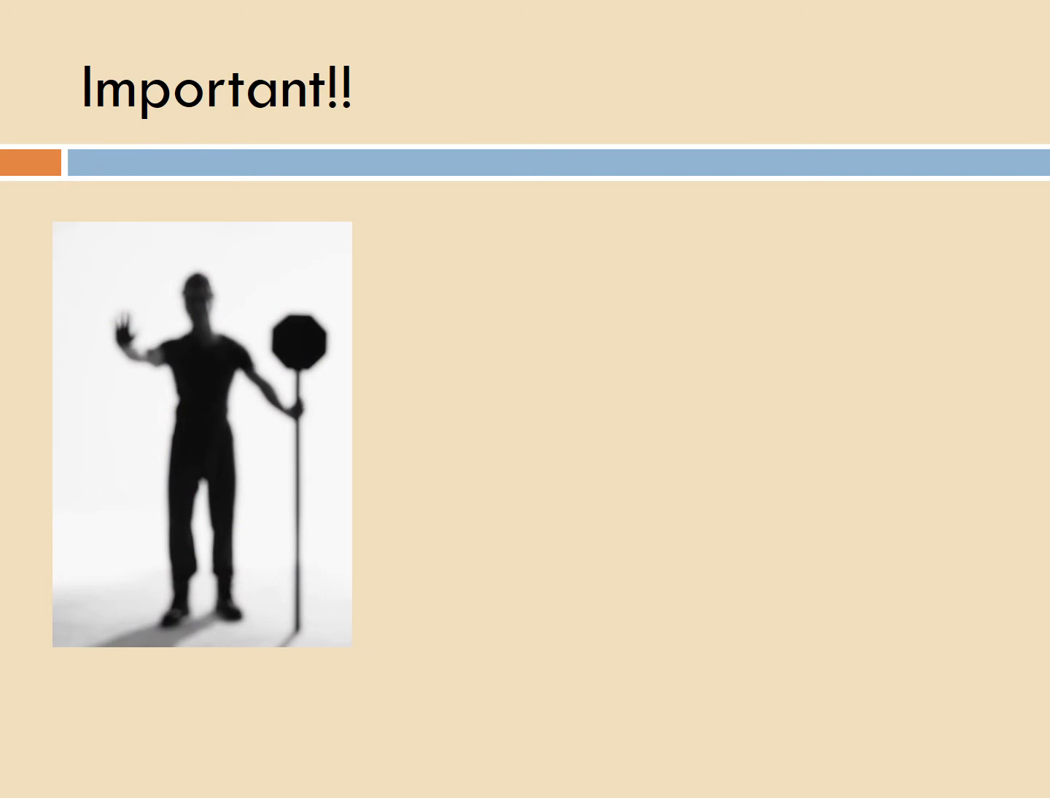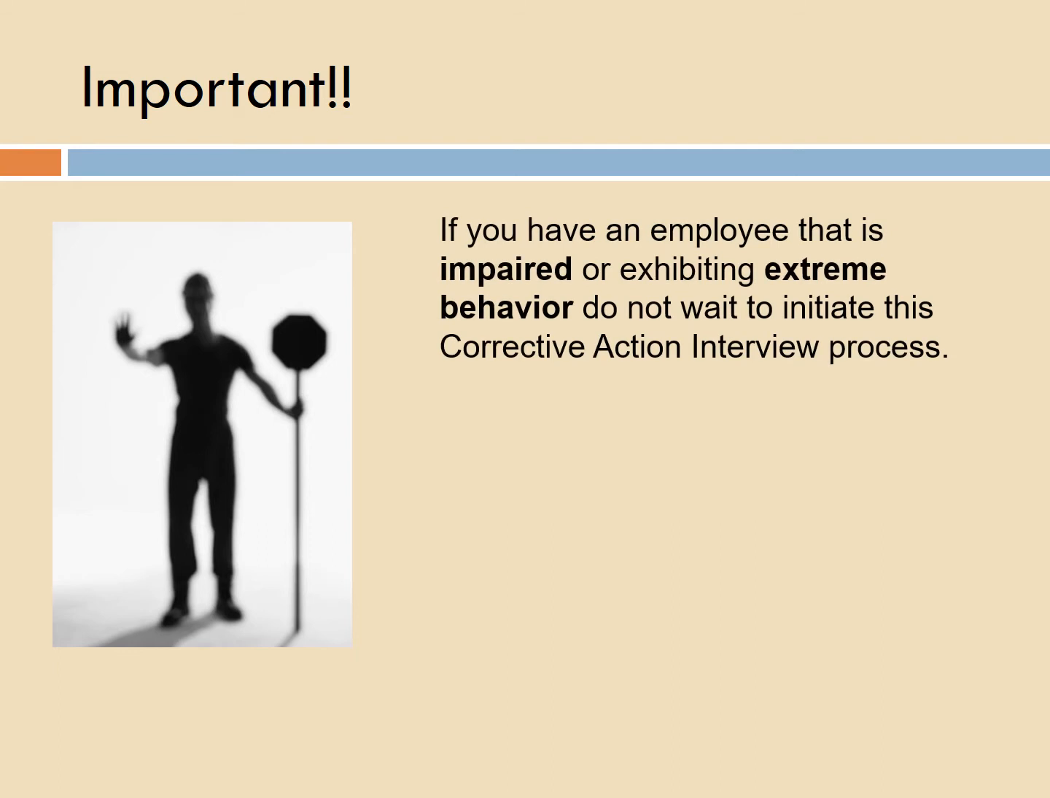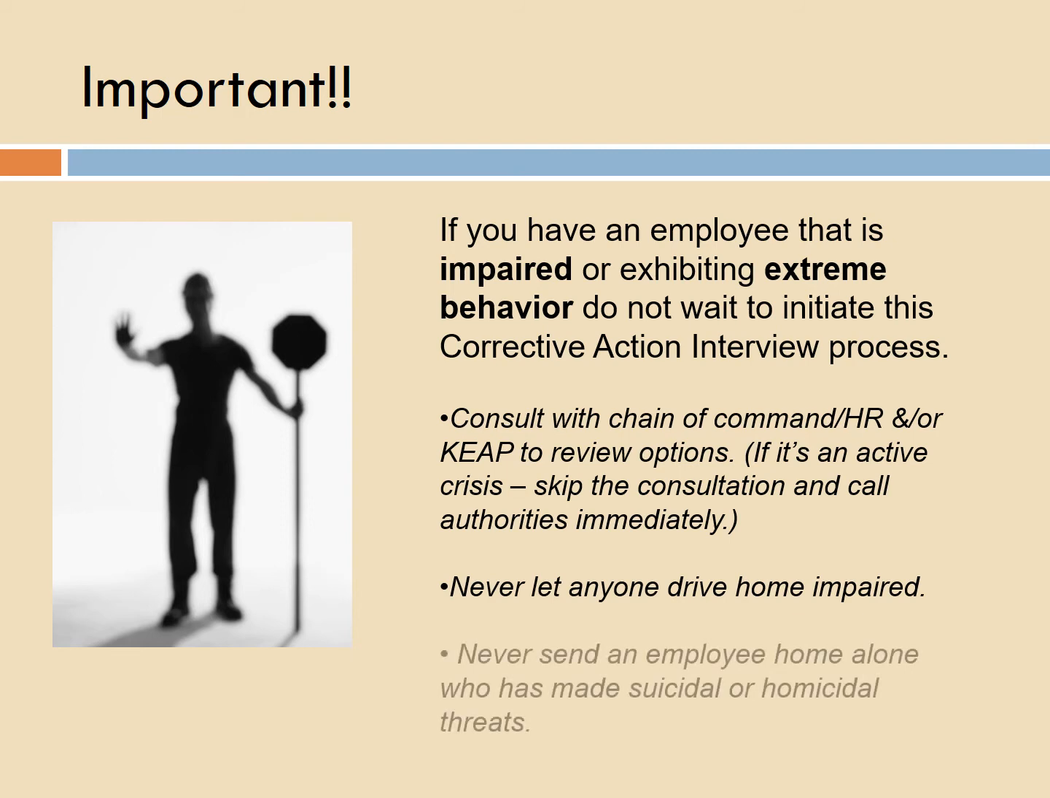Before we move on, it's important to add that if you have an employee that is impaired or exhibiting extreme behavior, do not wait to initiate this corrective action interview process. Consult with chain of command and HR along with the staff at KEAP to review options. If it's an active crisis, skip the consultation and call authorities immediately. Never let anyone drive home impaired. Never send an employee home alone who has made suicidal or homicidal threats. The agency may decide to use agency-directed sick leave or initiate steps adherent to the agency's drug or alcohol testing or workplace violence safety policies.